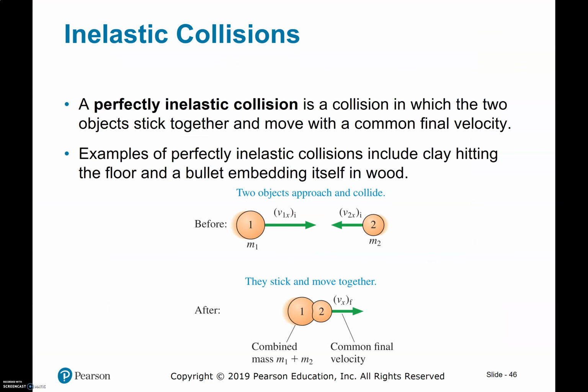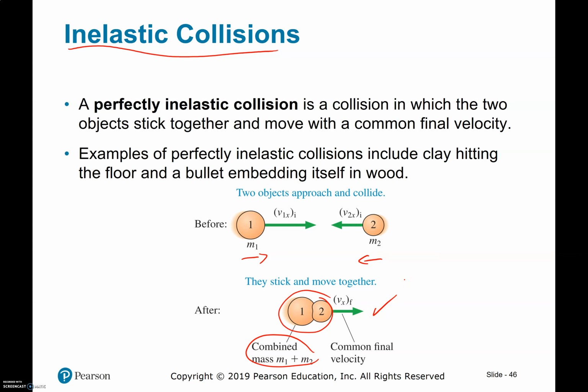Okay, so another topic that we're going to discuss is inelastic collisions. That happens when objects collide and they get stuck. For instance, here you have mass 1 and mass 2. They are coming at each other and then they collide, but after the collision they become one object. They get stuck together, so they have a combined mass, and they have a common velocity.